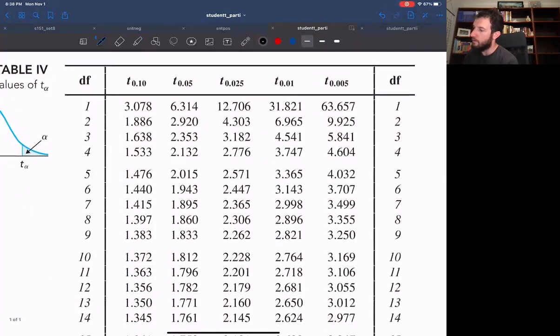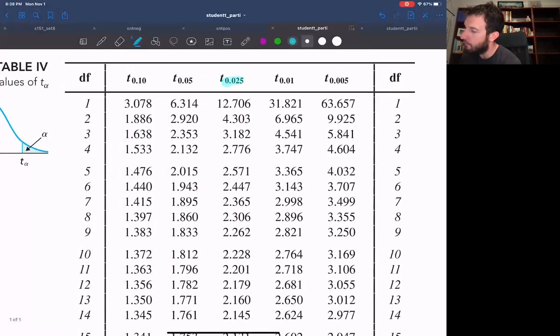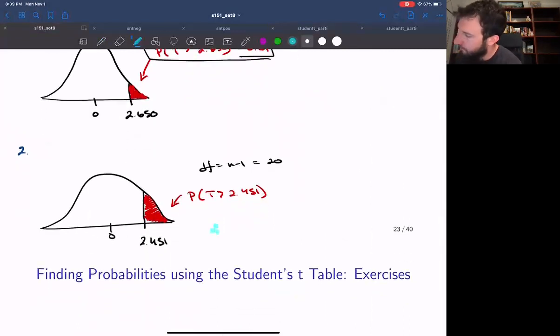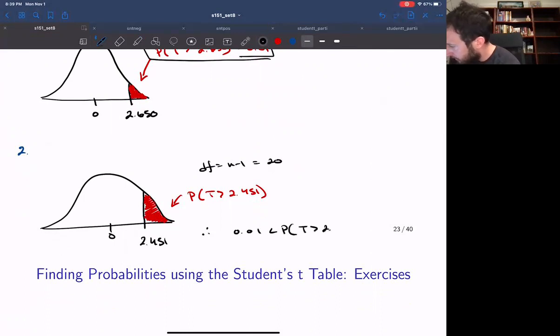Then we scroll to the top, and that means that our area of interest is between 0.01 and 0.025. So the size of the area that we're looking for is between 0.025 and 0.01. We would say therefore, 0.01 is less than the probability that t is bigger than 2.451, which is less than 0.025.